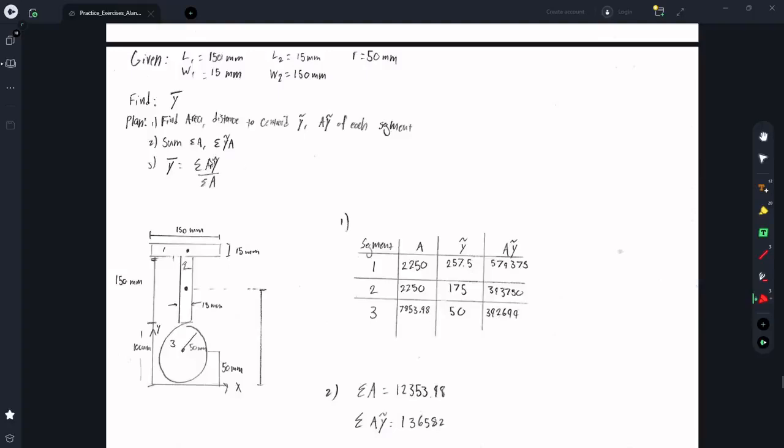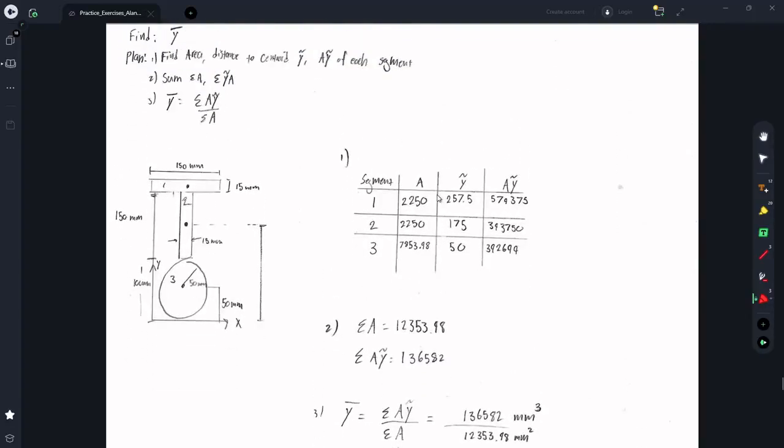So to do this, we want to find the area, the distance to each of these segments' centroids, and we want to find the area times that distance, because to find the centroid, it's going to be the sum of the area times the centroid divided by the sum of the area. So here I made a table to find all these. I call this segment 1, this segment 2, and this segment 3.